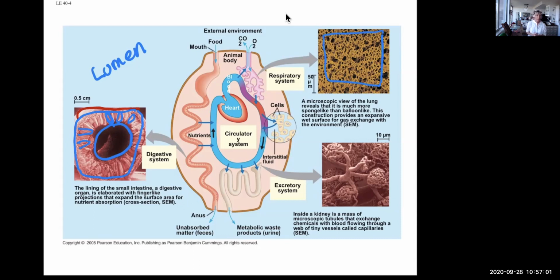I have a question. The terms villi and microvilli. No, that's a very good question. The villi are extensions of tissue. The microvilli are extensions of each individual cell. Good question, yeah.